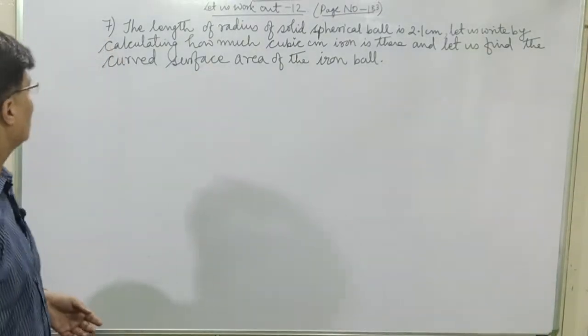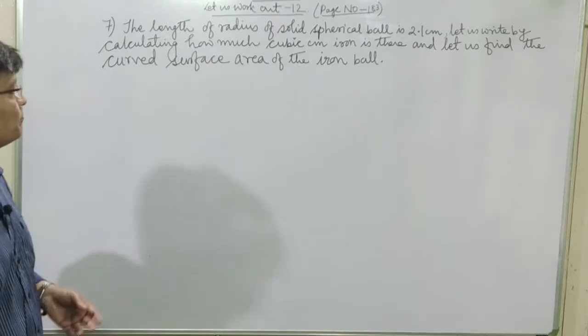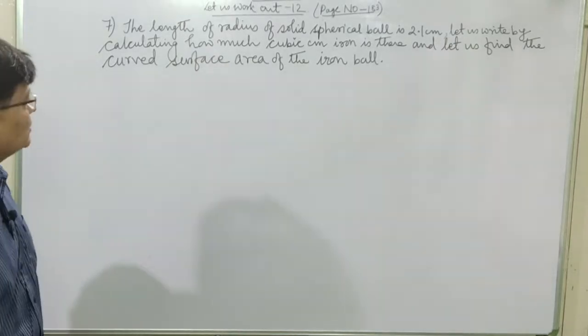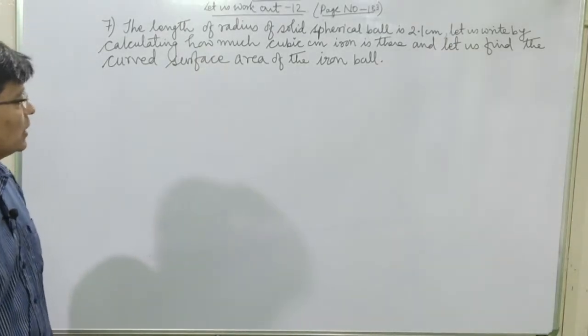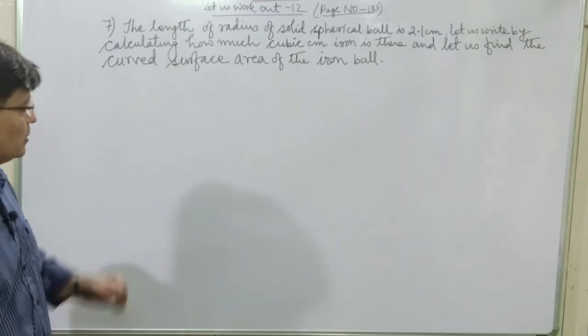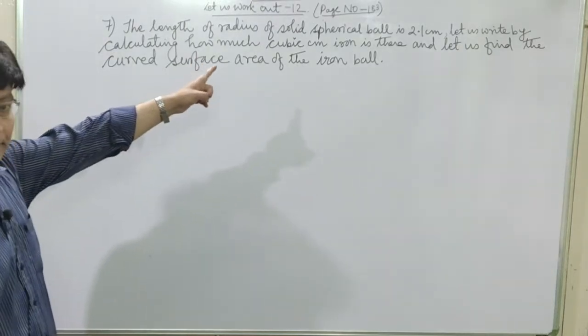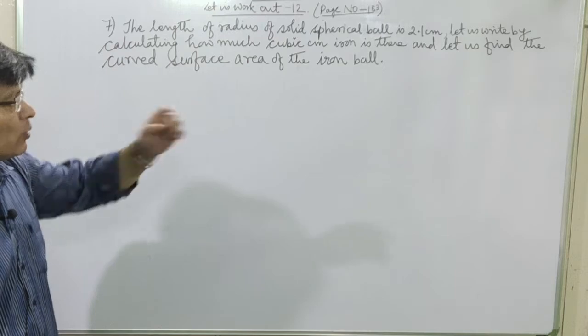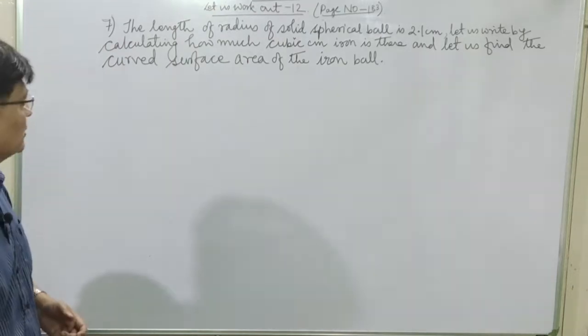So now let us do question number 7. Question number 7 is: the length of the radius of a solid spherical ball is 2.1 centimeter.